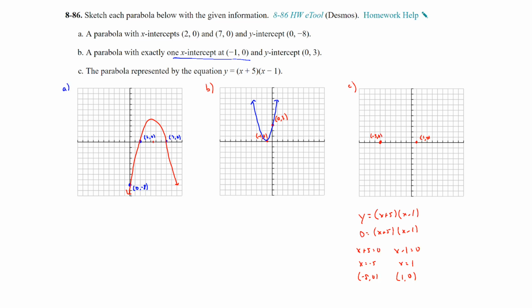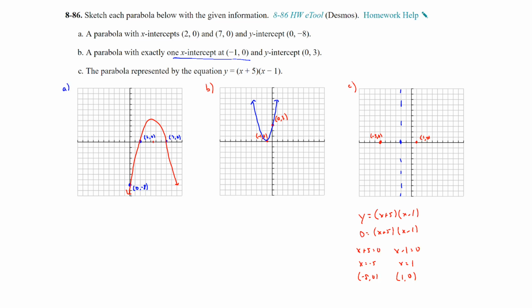But that's not enough. We still need a little bit more to be able to do this. We could find the middle between negative 5 and 1, and that would be at negative 2. So right here would be our axis of symmetry. That gives us a better idea, but does it open up? Does it open down? What direction are we going?